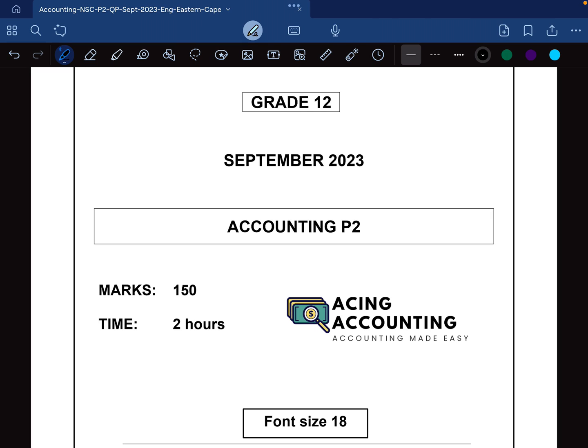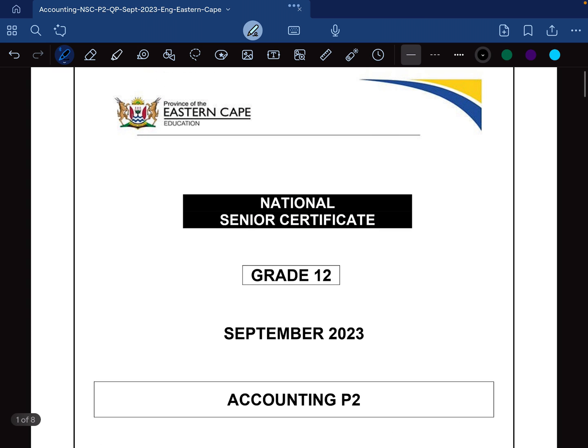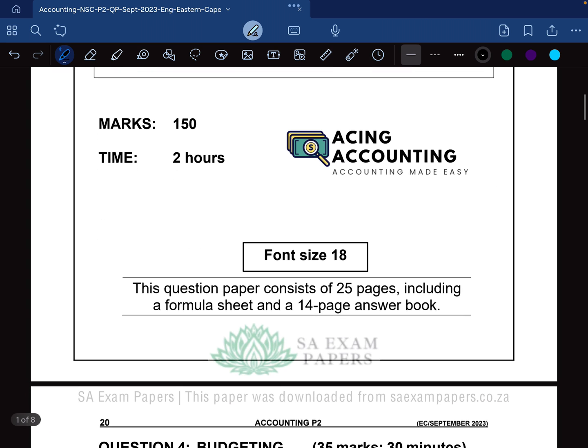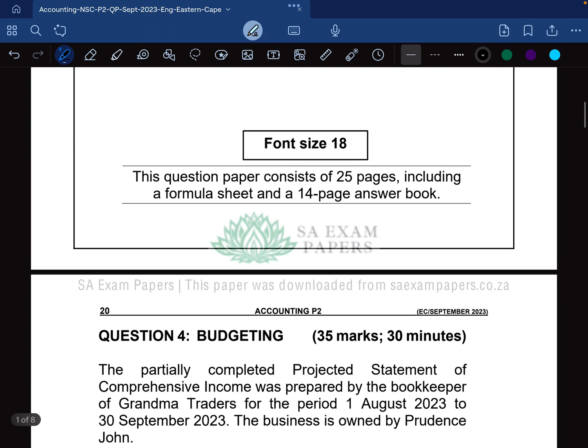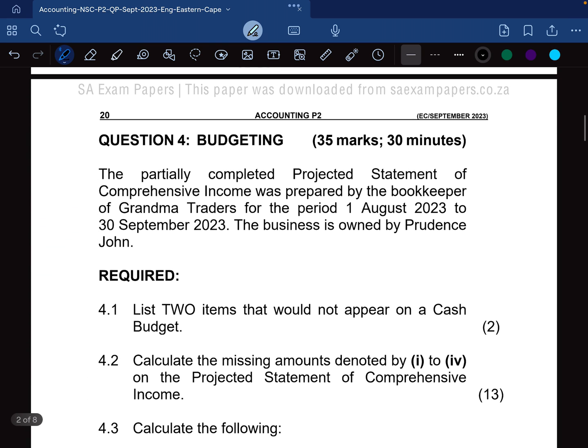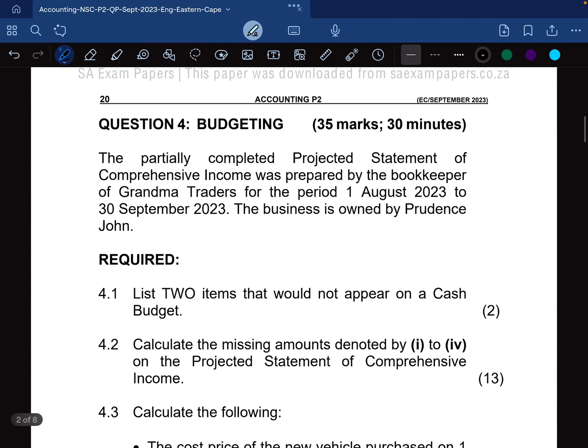Hello everyone, today we're looking at the September 2023 accounting paper 2 for grade 12 that was written in the Eastern Cape province. So without further ado, let's get into the question.